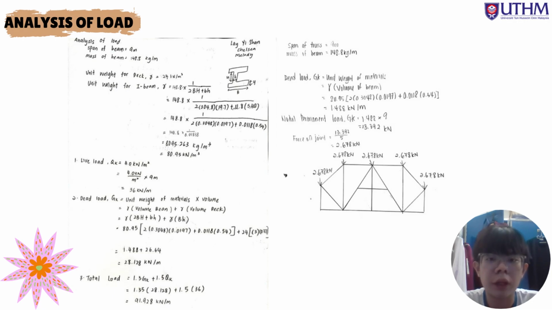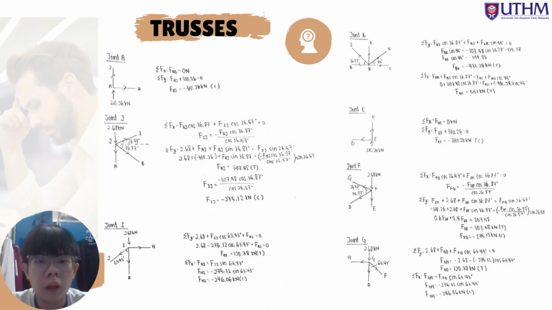The slide is showing the calculation of analysis of load. For the analysis of load on beam, we will calculate the total of live load and dead load. However, for the analysis of load on truss, we will only consider the dead load. After analysis of load, we will continue the calculation of truss. The method we use to calculate the truss is the method of joints.